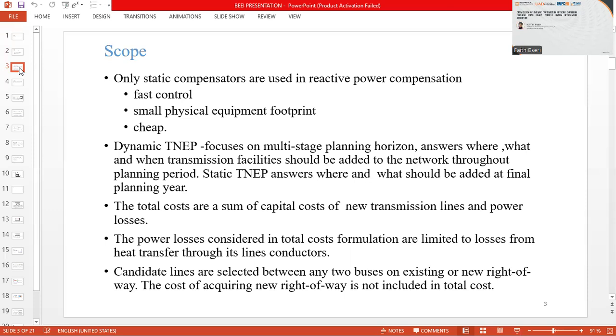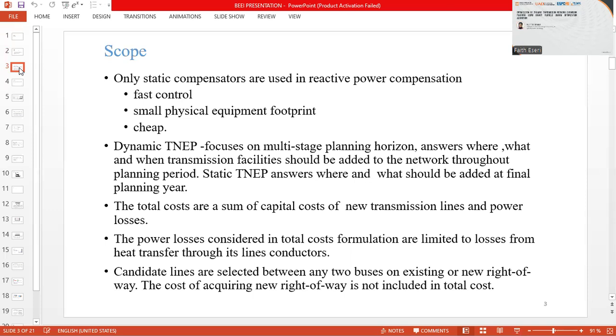Number 2, the difference between dynamic and static TNEPs is that dynamic answers where, what, and when transmission facilities are to be added to the network throughout the planning period, unlike static, which answers only where and what should be added at the final planning year.